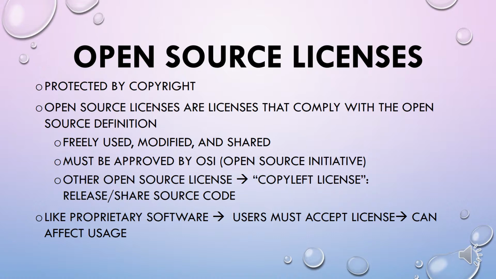A license needs to be approved by the Open Source Initiative, also known as the OSI, and must go through the Open Source Initiative's license review process. Some open source licenses, what some other people call copyleft licenses, stipulate that anyone who releases a modified open source program must also release the source code for that program alongside it.